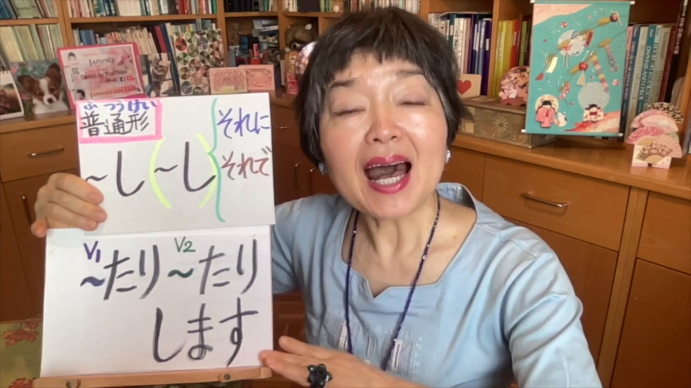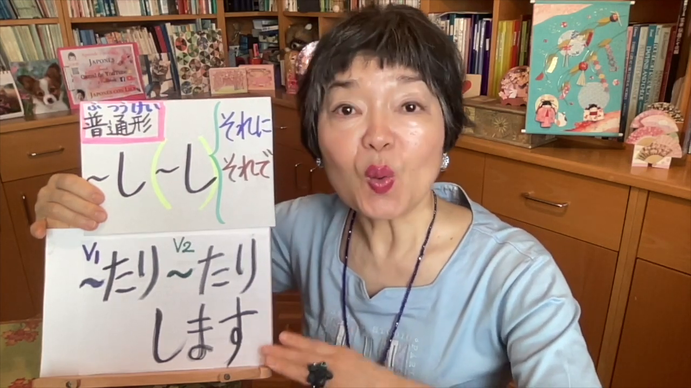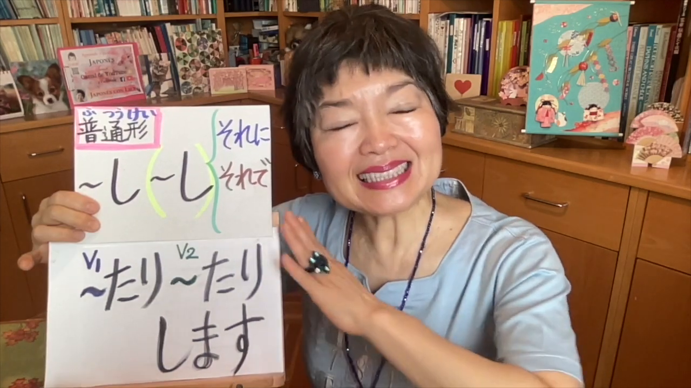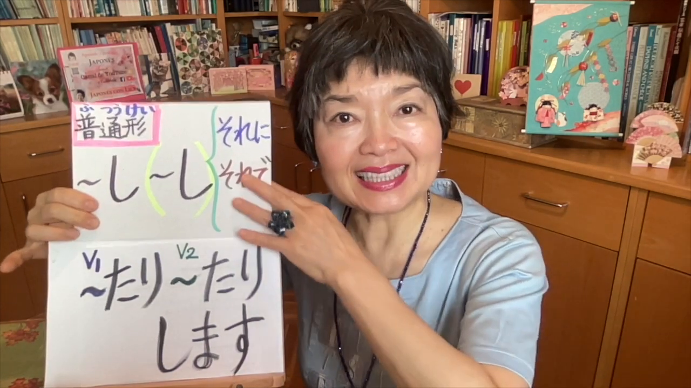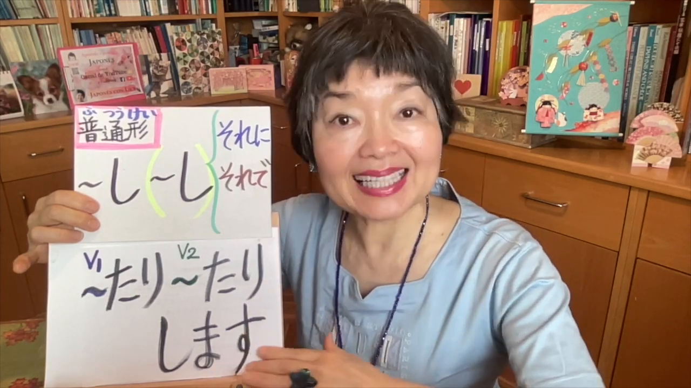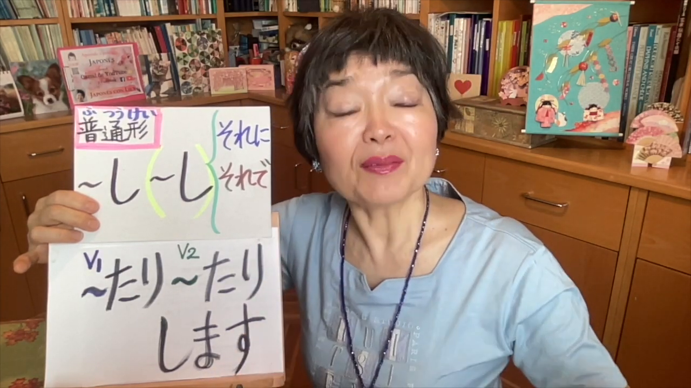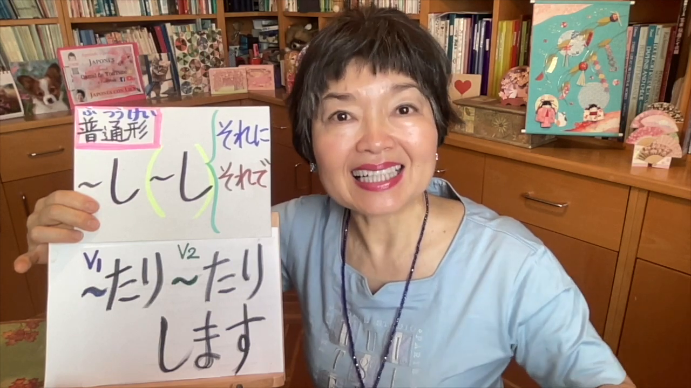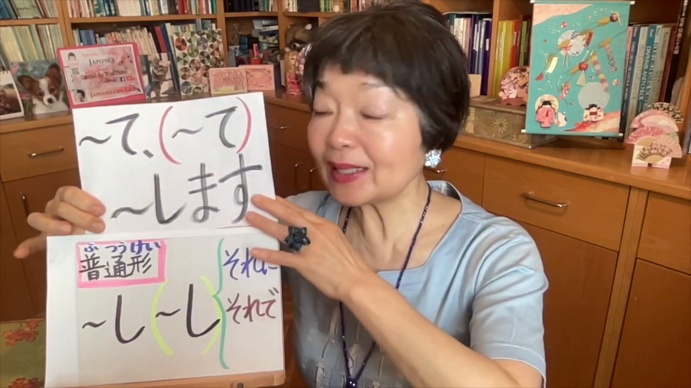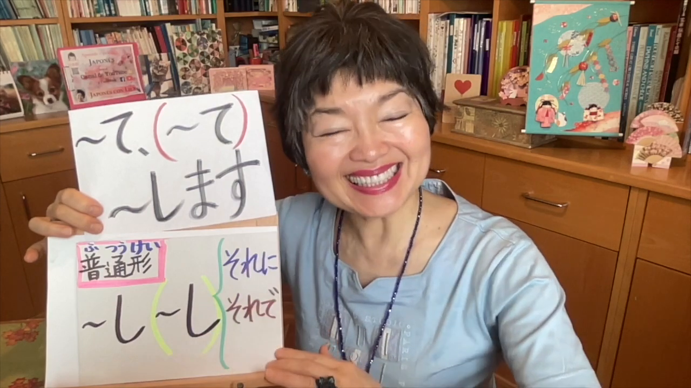And both of them are a euphemistic or roundabout way, so not so direct. In both cases, it means there are more reasons. I'm telling only this, but there are more reasons. And in tari, there are more facts that I did or more facts that I'm going to do. So it's very good to use these things in your conversation. Now let's see some examples using te or shi. Then you can see the differences.